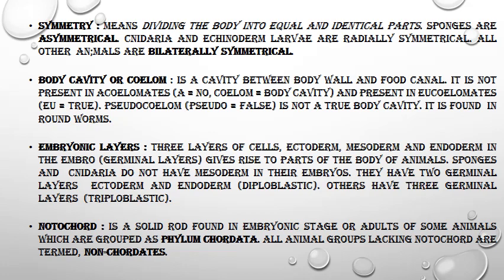In the embryo, germinal layers give rise to parts of the body of animals. Sponges and Cnidaria do not have mesoderm in their embryos. They have 2 germinal layers, ectoderm and endoderm. Diploblastic. Others have 3 germinal layers, triploblastic. Notochord. It is a solid rod found in embryonic stage or adult of some animals which are grouped as phylum Chordata. All animals lacking notochord are termed as non-chordates.